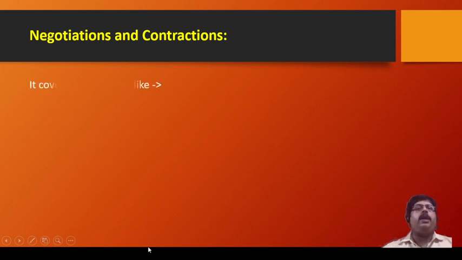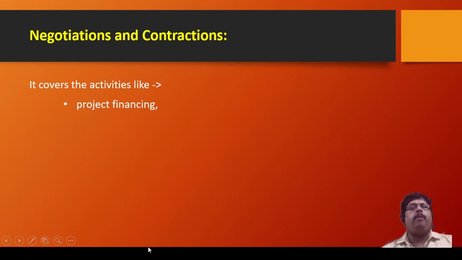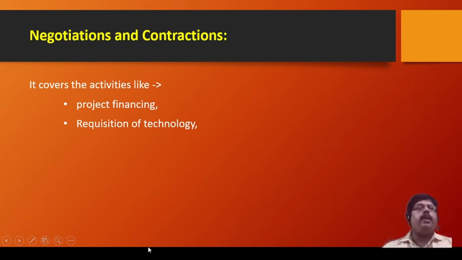The next phase is negotiation and construction, and it covers activities like project financing. So you need to discuss the financial matters of the project. That is also very important. Finance is one of the key factors. Then acquisition of the technology. We should have a technology. In most projects there will be involvement of technology, so acquisition of the technology is also very important.